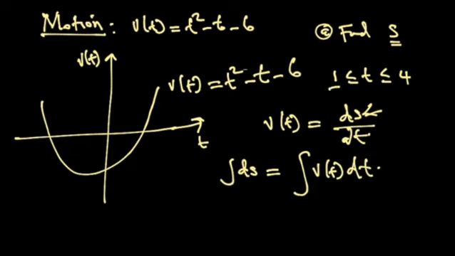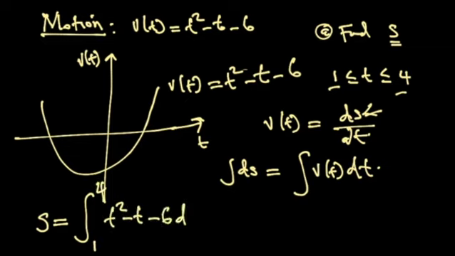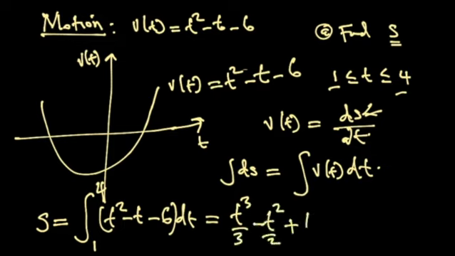ds is equal to the integration of v(t) dt, and we have time here from 1 to 4. So let's integrate that. If we integrate ds, it will just be s. That is easy. The harder part is the integral from 1 to 4 of t squared minus t minus 6 dt. So this will give you t cubed over 3 minus t squared over 2 minus 6t, evaluated from 1 to 4.